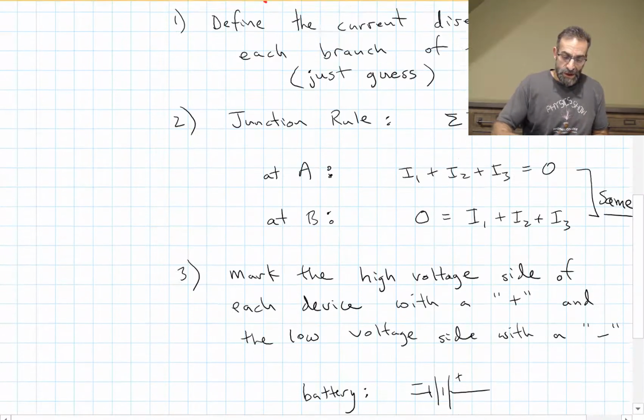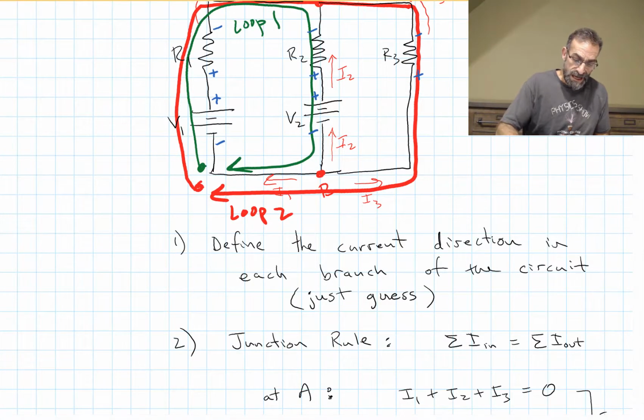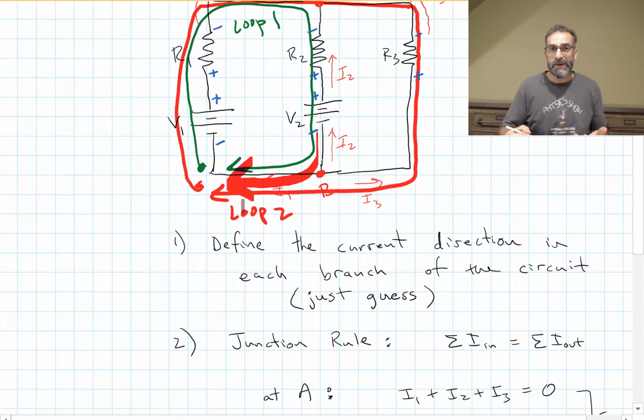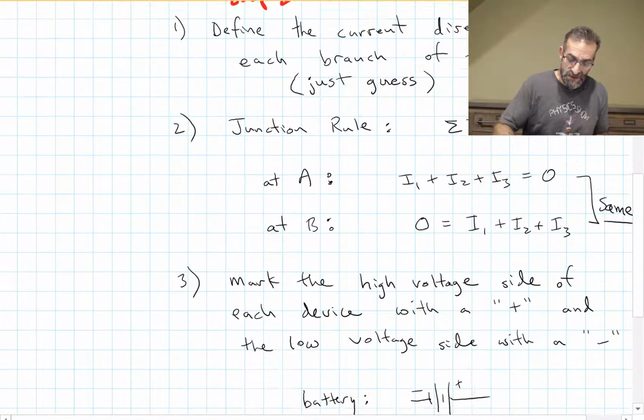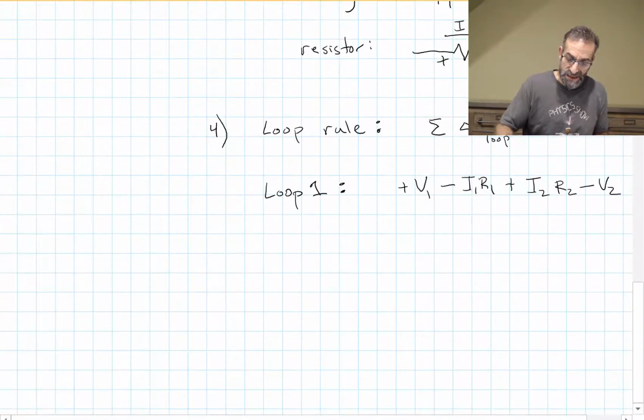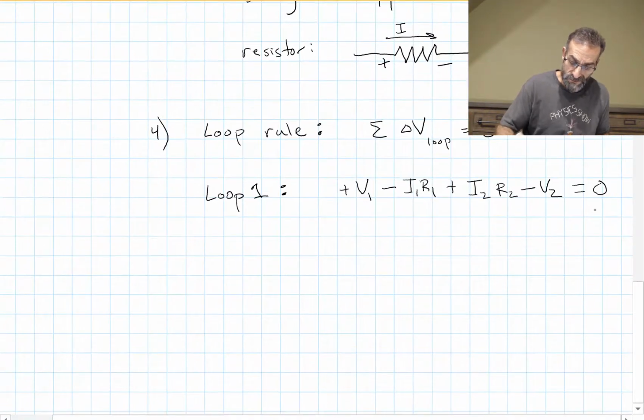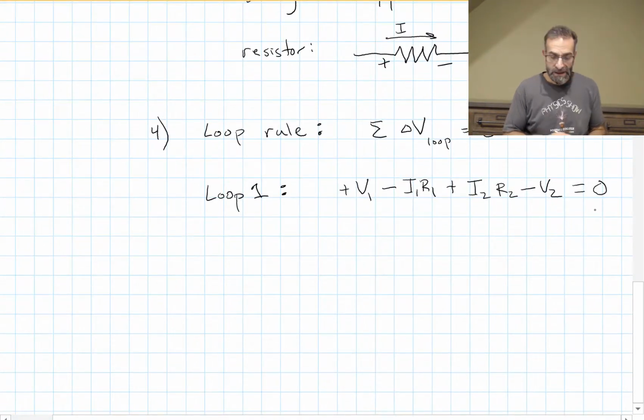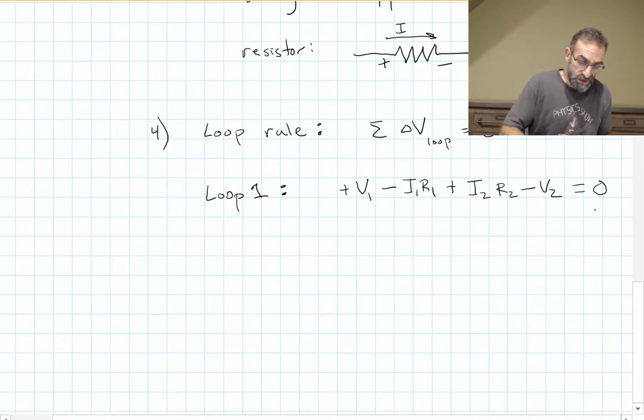Let's see where we are in our circuit. After I come out of battery V2, I make my way back to where I started. I don't encounter any more devices. So the sum of these four potential differences has to be 0. That's my first loop equation.